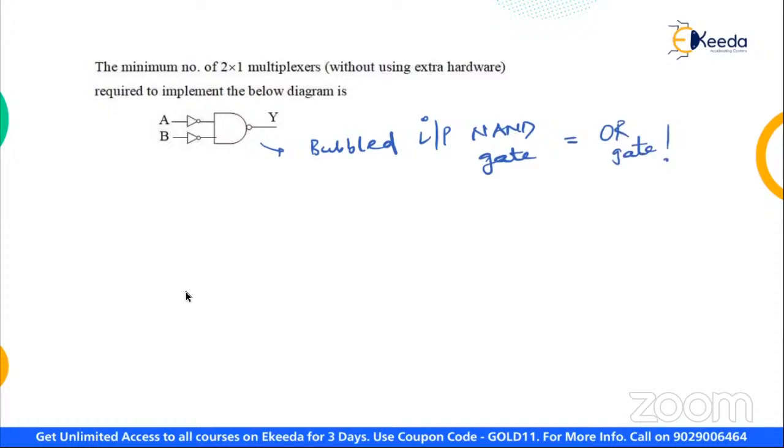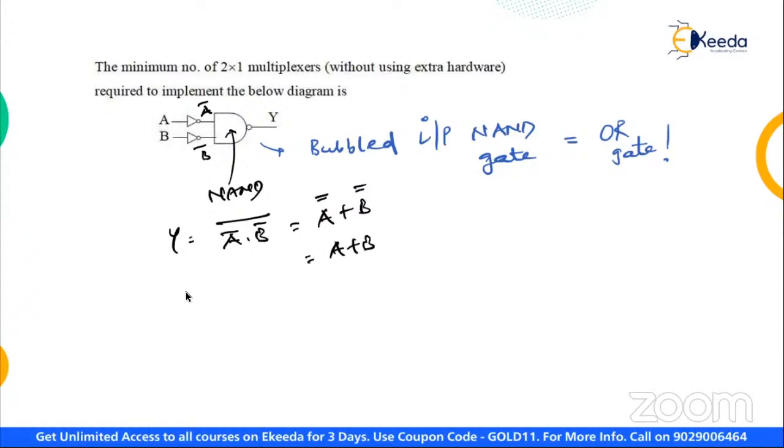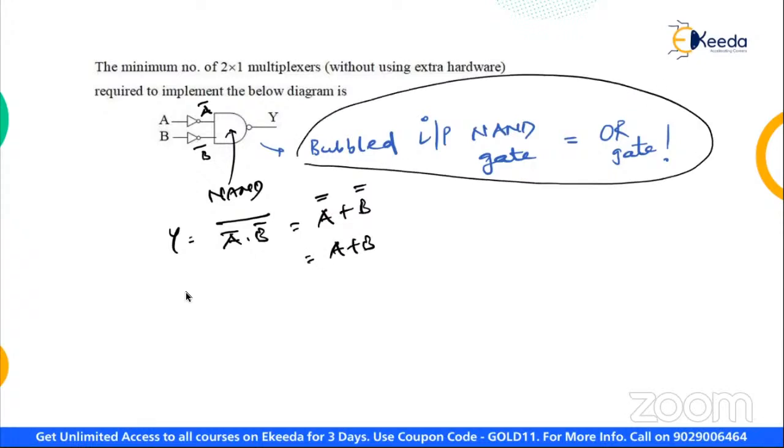Guys, you need not solve this completely, I mean, this traditional approach. Let us say this is A bar, let us say this is B bar, and then this is a NAND gate. What a NAND gate does is it takes a product and gives you a complete bar. In that case, Y will be equal to A bar dot B bar whole bar. Then by applying De Morgan's theorem, it is A complement plus B double complement. So ultimately, this is A plus B. You should know this. Every bubbled input NAND gate acts as an OR gate.